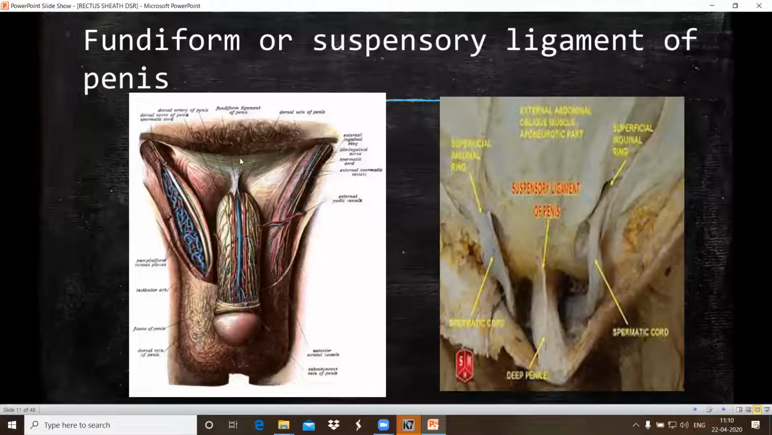At the lower end of the linea alba, some fibers come and attach to the dorsal surface of the body of penis and form a suspensory ligament of penis. So, from the lower end of the linea alba, one ligament is formed, which is attached to the dorsal surface of the body of penis, called the suspensory ligament of penis or fundiform ligament of penis.